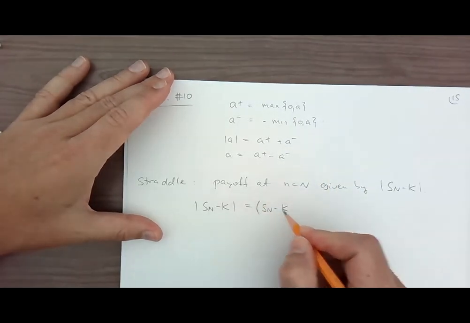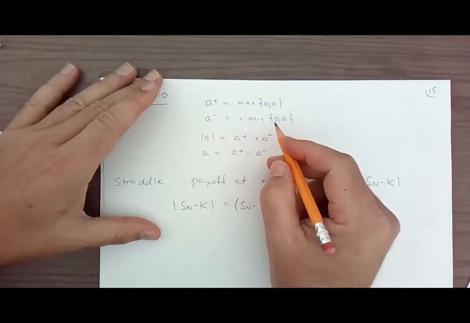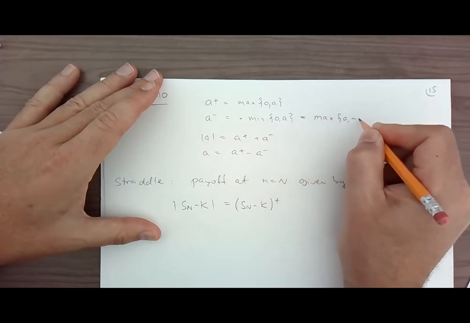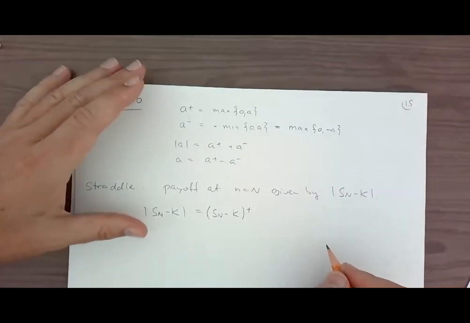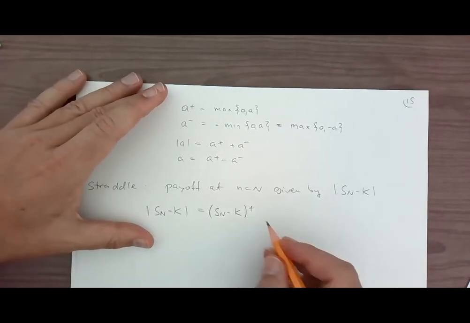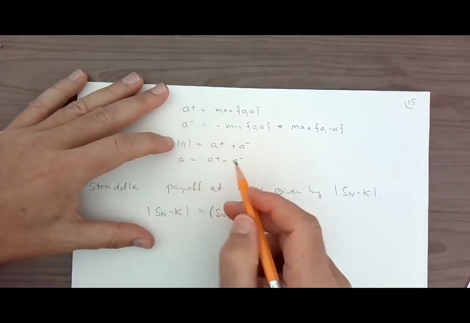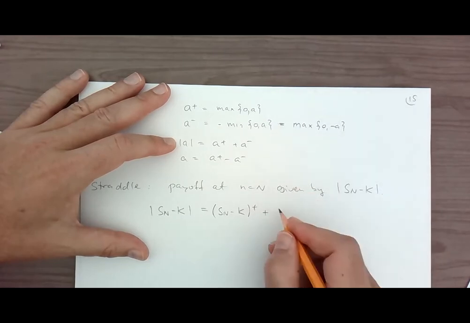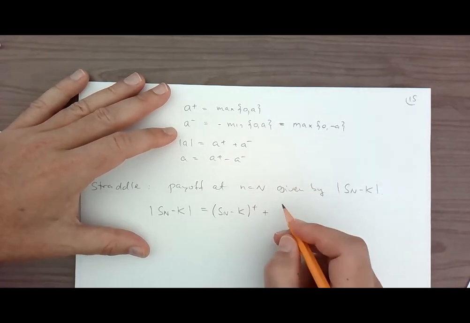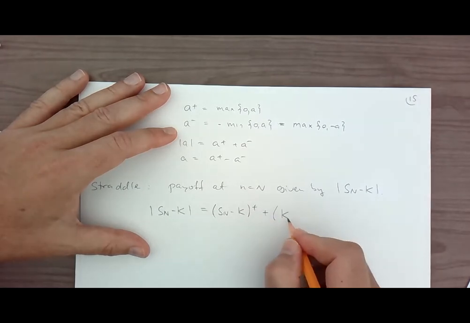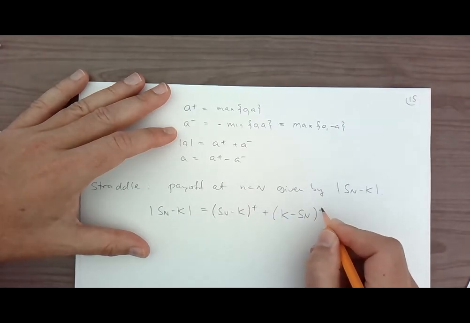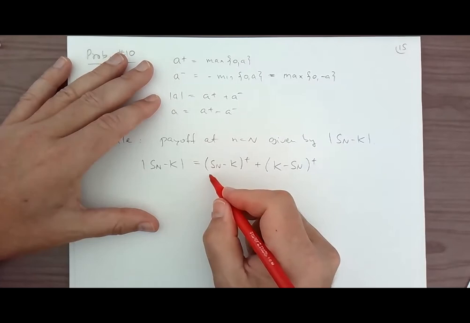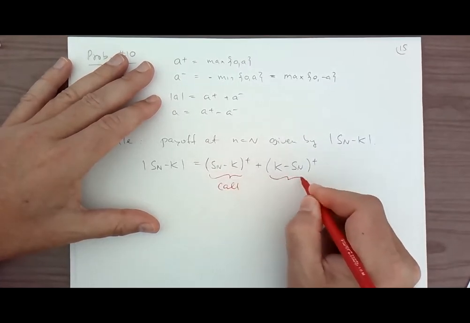Right, so I should make it clear up here. This is also equal to a max of 0 and then minus a. So I can do the absolute value. I'm going to get a plus, and then the max here is going to be, I need to swap these, k minus Sn positive part. And so we see here, excuse me, this here is the call, right? And this here is the put.